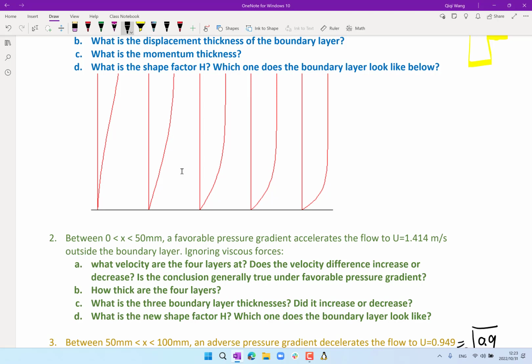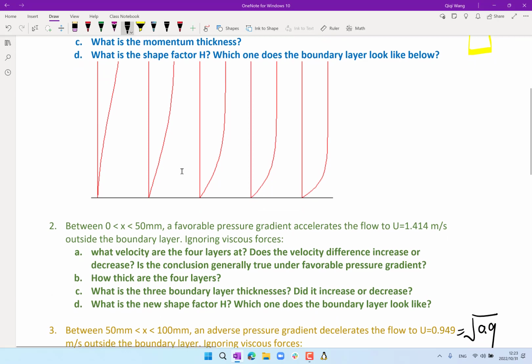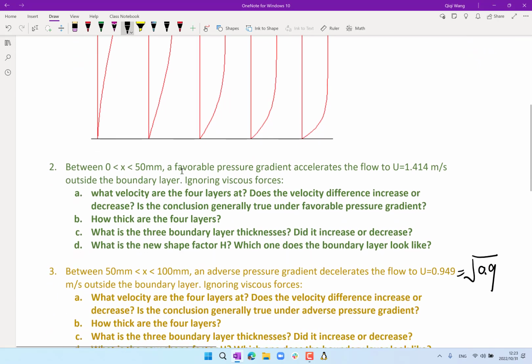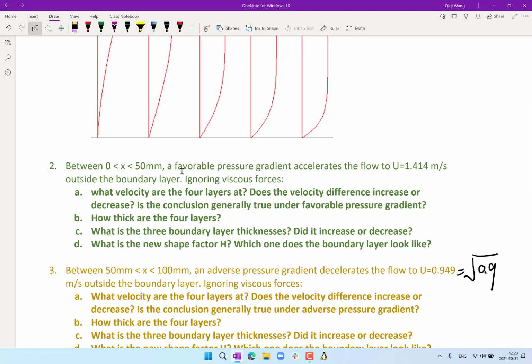Okay, so let me maybe talk about the solution for the last 2 minutes. All right, so I think everybody got number 2. So what happened is that as the flow accelerates, which stream tube gets accelerated the most? Which layer gets the most acceleration from the favorable pressure gradient?